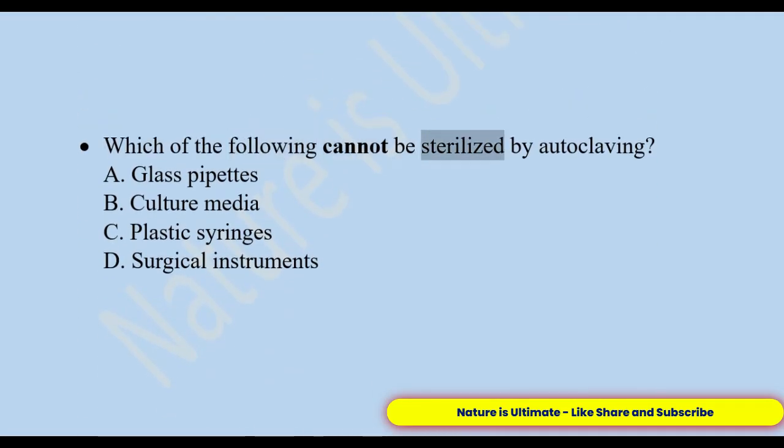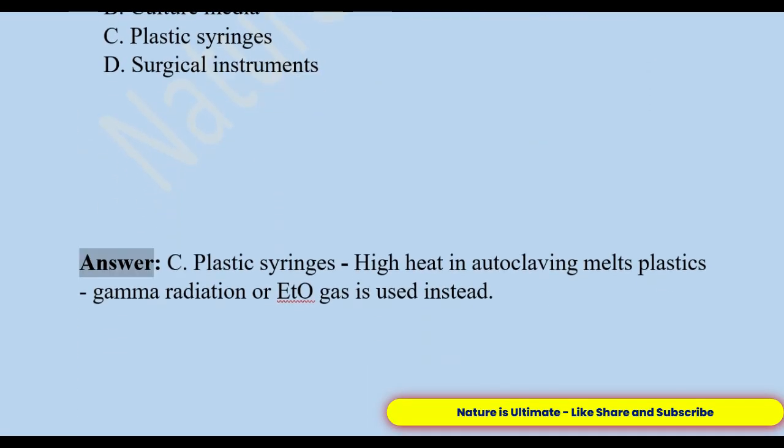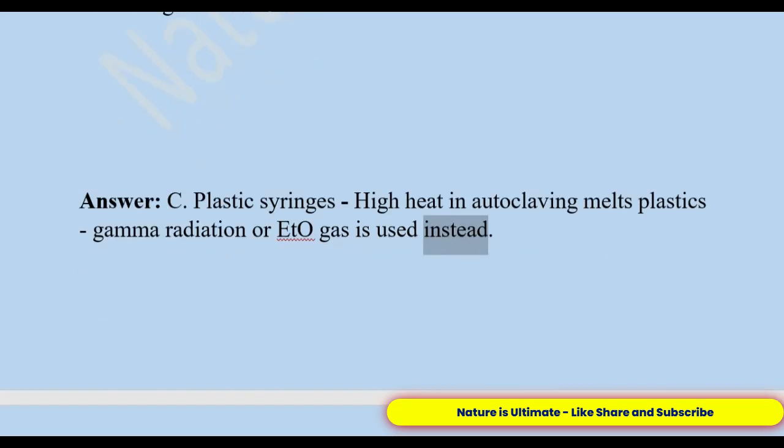Which of the following cannot be sterilized by autoclaving? A. Glass pipettes. B. Culture media. C. Plastic syringes. D. Surgical instruments. Answer: C. Plastic syringes. High heat in autoclaving melts plastics. Gamma radiation or EtO gas is used instead.